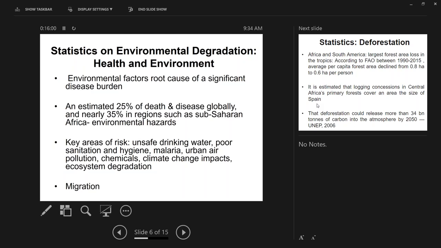Another challenge is illegal or legal logging of forests, and in Central Africa, it is estimated that logging concessions in primary forests cover an area the size of Spain, and that the United Nations Environment Program in 2006 estimated that deforestation could release more than 34 billion tons of carbon into the atmosphere by 2050, which also has an impact on climate change.